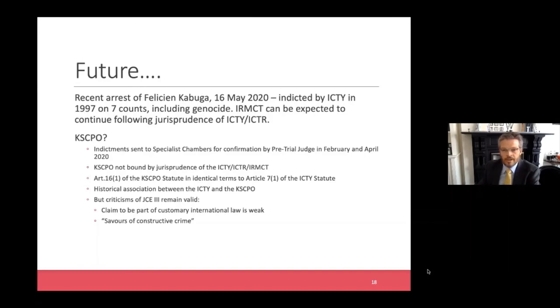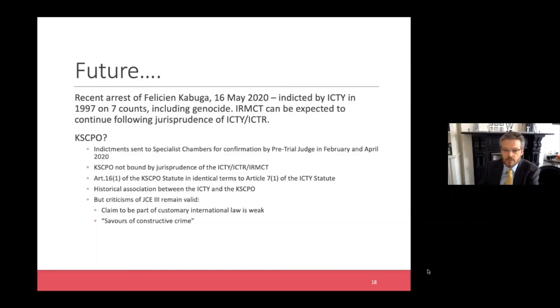The International Criminal Court has taken its own course and turned away from JCE3, as has the STL and the ECCC. What then about new international criminal courts, such as the Kosovo Special Chambers, the KSCPO? Unbounded by the jurisprudence of others and unburdened with their own jurisprudence, they will have to choose afresh between these divergent paths. As far as the KSCPO is concerned, as we saw earlier, Article 16.1 of its statute on individual criminal responsibility is in near identical terms to the same equivalent articles of the ICTY statute and the ICTR statute.